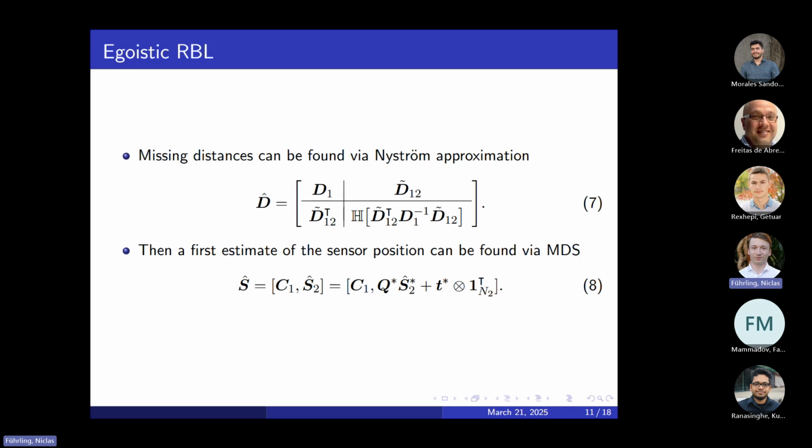First, we can go back to our distance matrix. As I said, we know how D1 looks. We measure D12, and then D2 can be approximated via Nyström approximation, which is a really simple matrix completion method, which by just doing this one computation finds a good approximation of D2 that can be used in this scenario. Next, we can then find the first estimate of the sensor target positions via MDS. You can look at details in the paper. I just showed the final results here in equation 8, where we say, okay, our S is now C1 because we knew it, and then S2 hat is found by MDS.